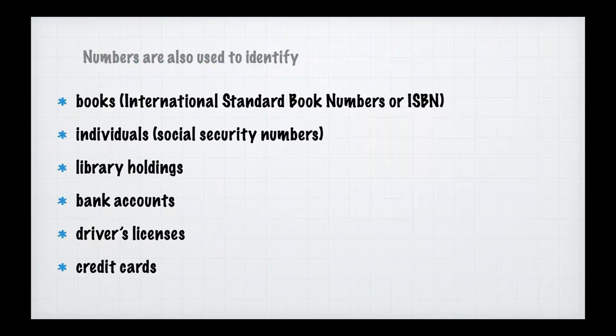The other places where numbers are used to identify are books. If you've seen the back cover of a book, it has a code with numbers. We'll be discussing that also. When it comes to individuals, we have social security numbers called the UIDAI, famously known as the Aadhaar card. Library holdings, bank accounts, driver's licenses and credit cards are just some of the places where numbers are used to identify.